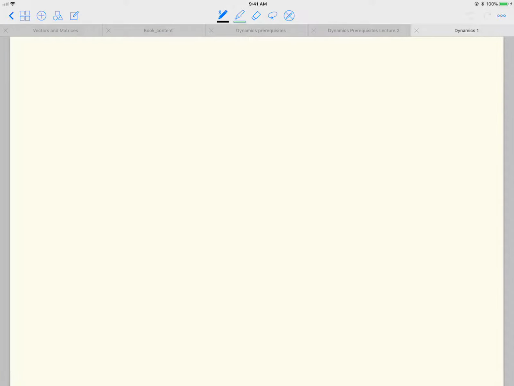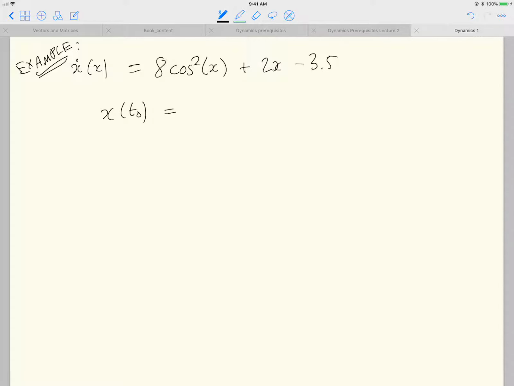But the example that we're going to do is the following. Suppose that I tell you that x dot of t, x dot as a function of x, is 8 times the cosine squared of x plus 2x minus 3.5. And suppose that I tell you that x at t naught is equal to minus 0.65. And I want to plot what's x as a function of t. How is that going to grow?